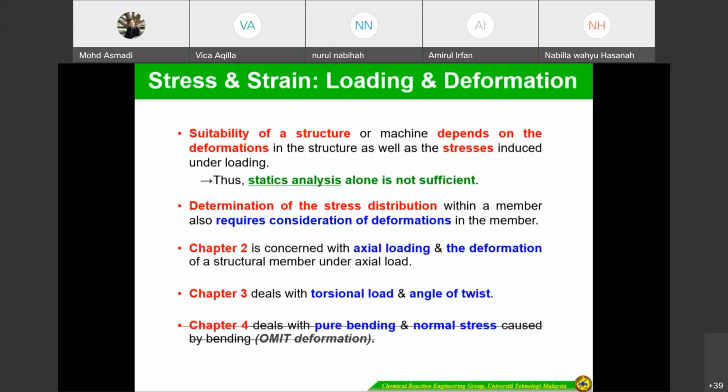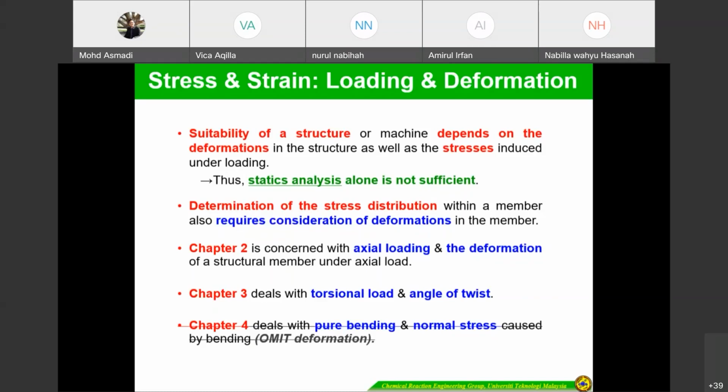Members under axial loading, like when we pull or press, are in compression or tension. In Chapter 3, we will deal with torsional load and also angle of twist. It is also a deformation, the angle of twist, but it applies to loads by moments. This is torsional loading.